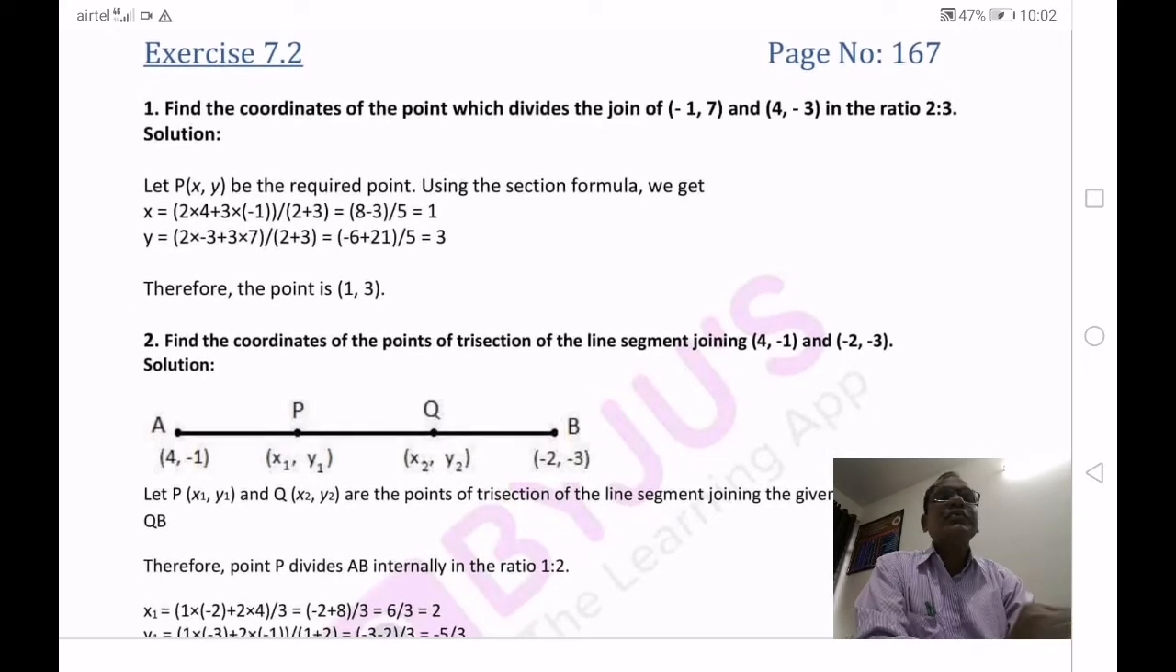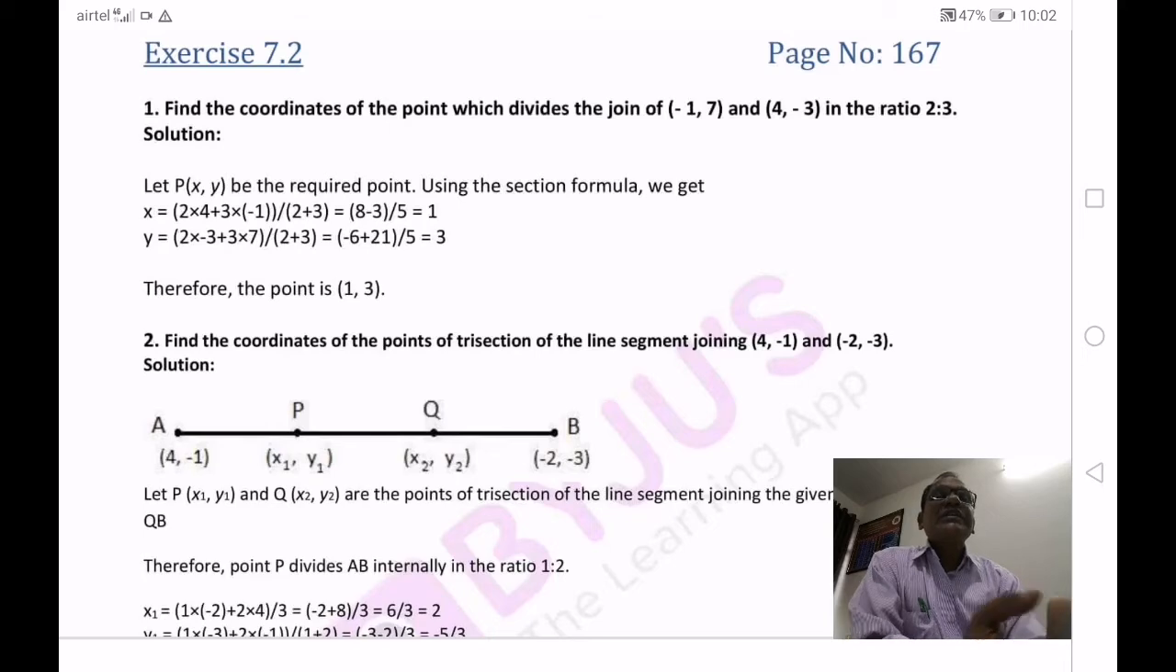m1 means 2, m1 x2 means 2 into 4, plus m2 means 3, x1 means minus 1, divided by m1 plus m2, which means 2 plus 3. 2 times 4 is 8, and 3 into minus 1 is minus 3, so 8 minus 3 is 5. Therefore, 5 by 5 equals 1. That is the x coordinate of the dividing point.